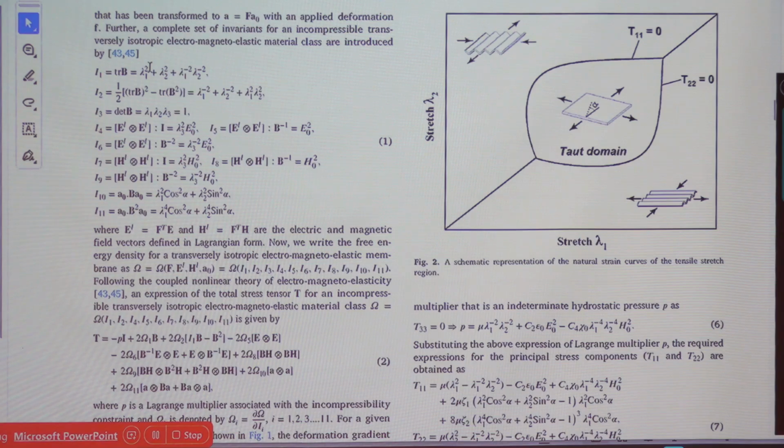You do not need to do so much work on this. Just go through it physically. What is I1 representing? The trace of B. What does that mean? What is I2? What is I3? You have to go through this in detail, but you need not derive the expressions again and again.